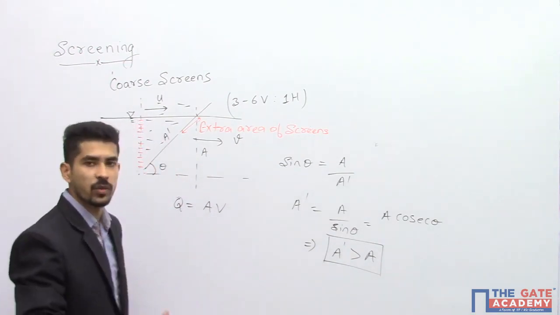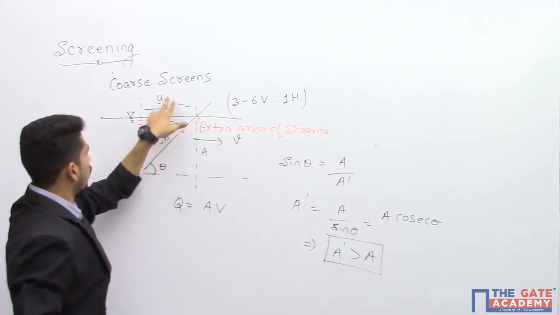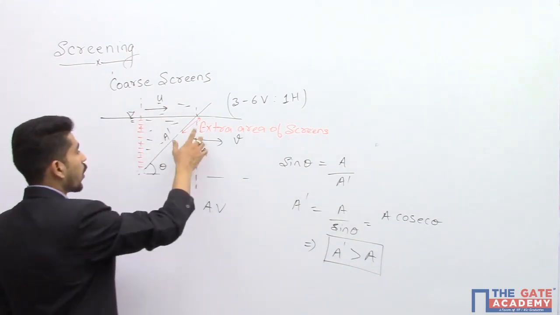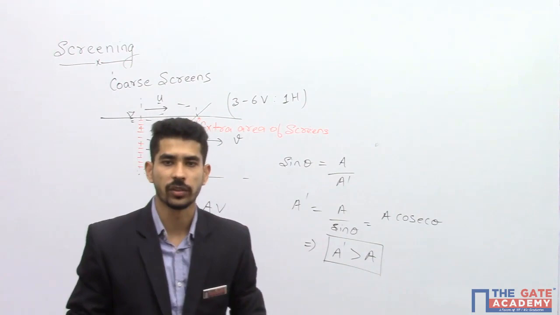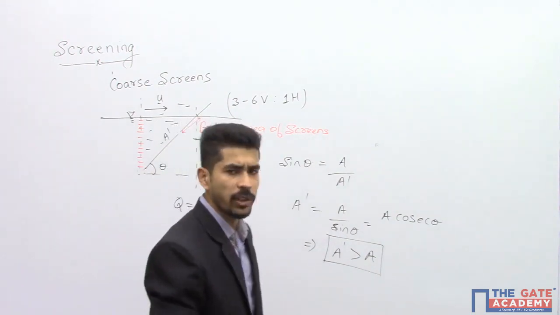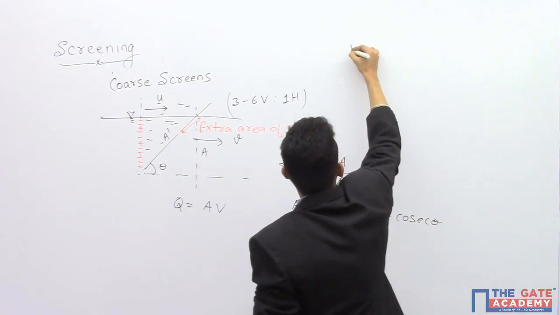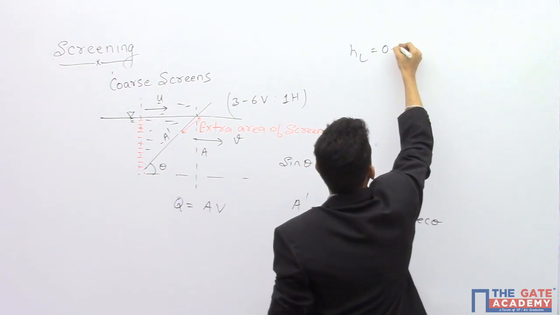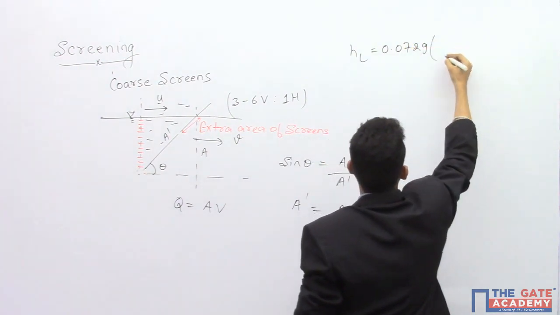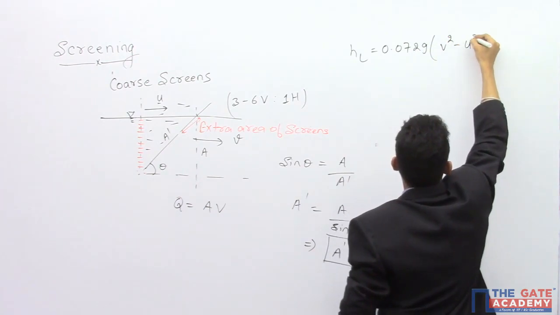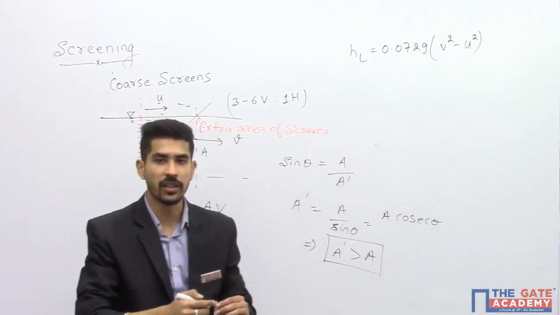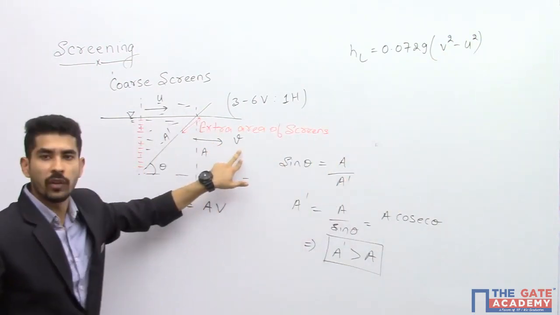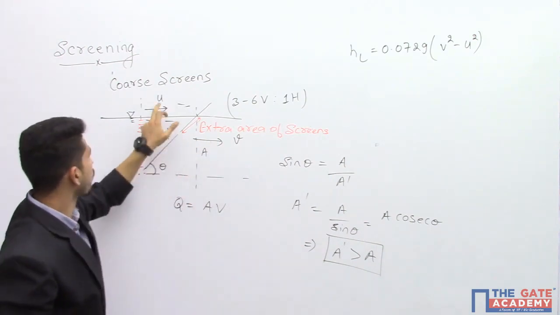Now there is one more case. The initial velocity was U. When it passes through these screens, water will undergo some head loss, that means loss of energy. Head loss for the coarse screens is given as 0.0729 into (V square minus U square). V is the flow through velocity and U is the approach velocity.